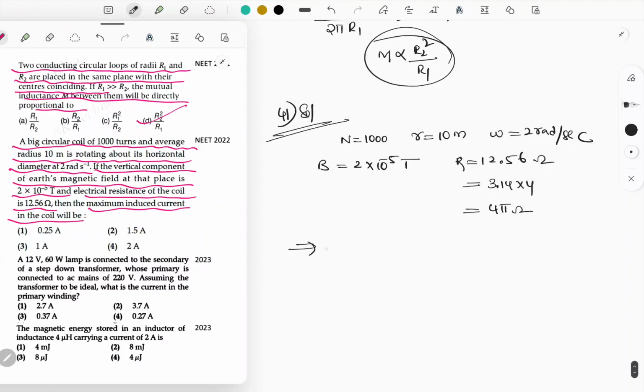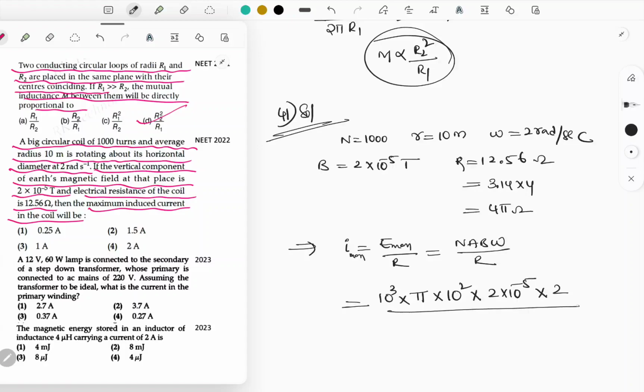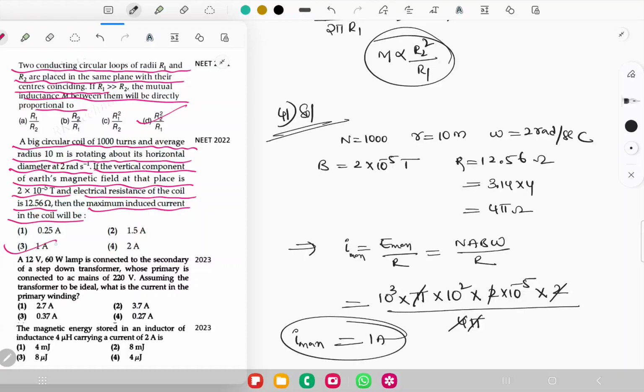So earlier we solved this. The formula for maximum induced current is E maximum by resistance. E maximum is NAB omega, divided by R. N value is 10 power 3, A is pi r square, where r value is 10 square, B value is 2 into 10 power minus 5, omega is 2, divided by R value 4 into pi. Pi will get cancelled, 2 and 4 will get cancelled, 10 power 3 into 10 power 2 is 10 power 5. I maximum is equal to 1 ampere. Which option? Option C is the correct answer.